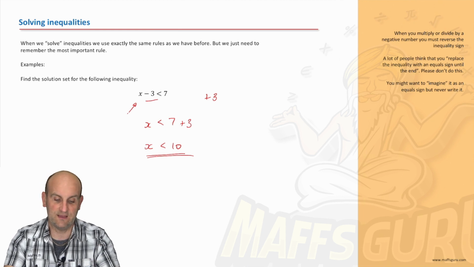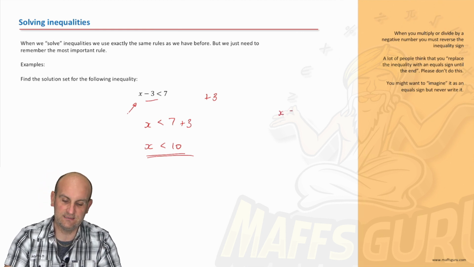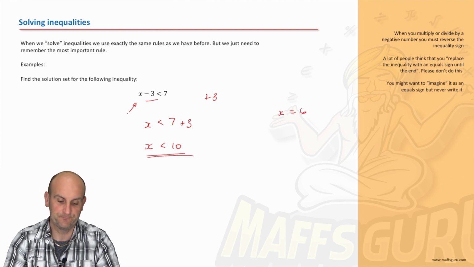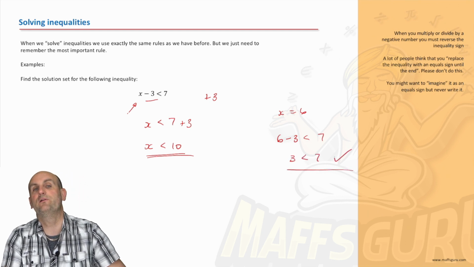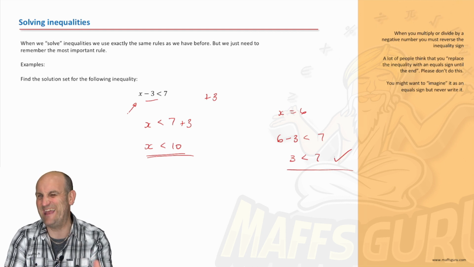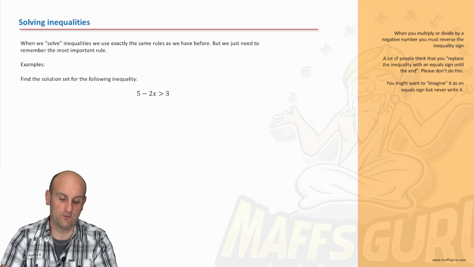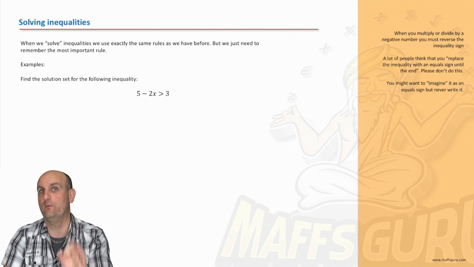So let's have a go, let's choose x is equal to 6. It's definitely less than 10. So if we've got 6 minus 3, is that less than 7? 3 is less than 7. It is. Ka-ching. Thank you very much. And sometimes it's always a good idea to test, just to make sure you've got the inequality the right way around.